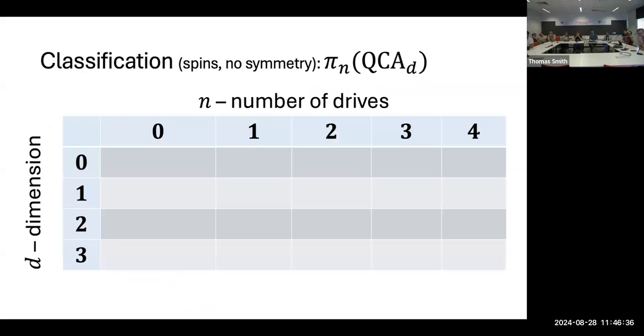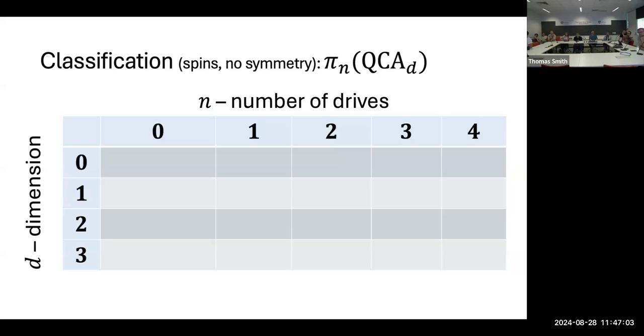Okay, but basically it means that this is motivation to fill out a table of all of the homotopy groups of these QCAs. And if we can fill out some table like this, then it's telling us that this is a sufficiently powerful formalism that we can answer questions about localized phases in these different dimensions and with different numbers of drives.